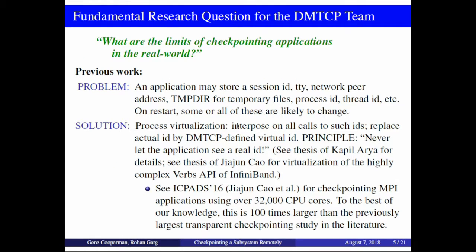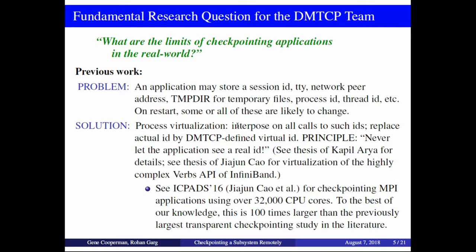So in my group, there's one central question which has really intrigued us for many, many years now. What are the limits of checkpointing applications in the real world? Originally people would say, okay, we're in a cluster, but we're just going to use the CPU and nothing else. So things were relatively nice. Now we have all these accelerators, we have various other system services. How are we going to support those with checkpointing? Our original answer from earlier work was basically the idea of process virtualization.